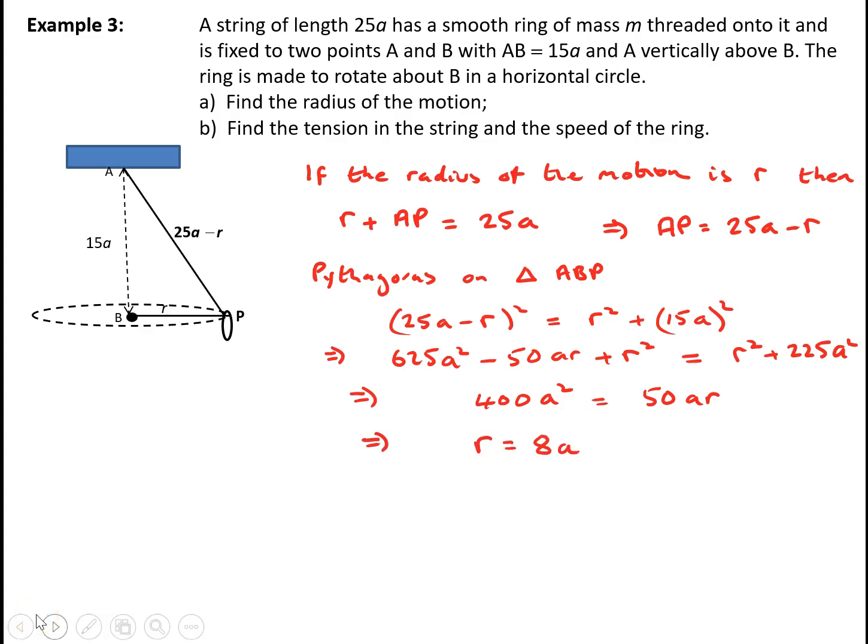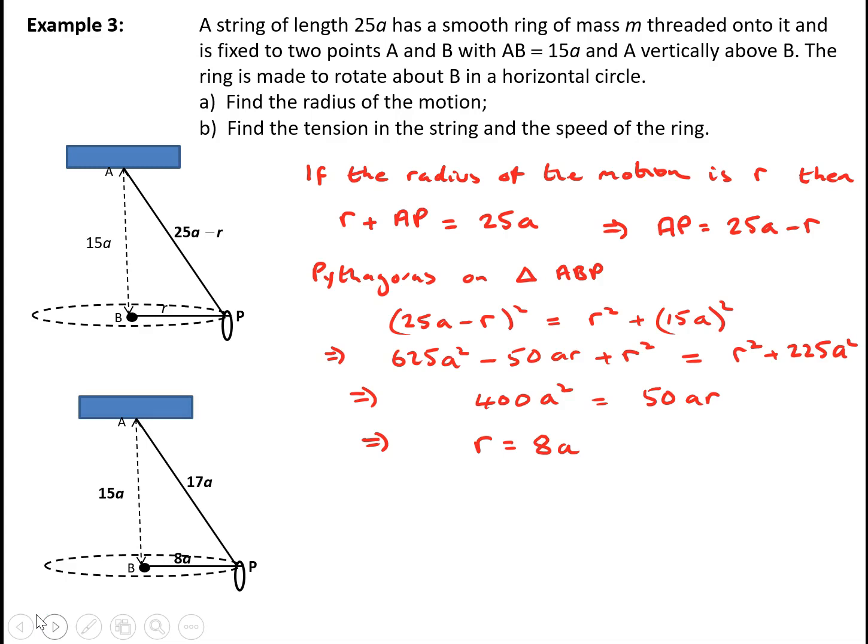Now at this stage we'll update our diagram. So we now know that the radius is 8a and that the hypotenuse is 17a. And we can now get some information about one of the angles. So again we'll do the angle between the string AP and the vertical. I'll call that theta. So we've got cos theta is the adjacent over the hypotenuse, which is 15 over 17, and sine theta is the opposite over the hypotenuse, which is 8 over 17.